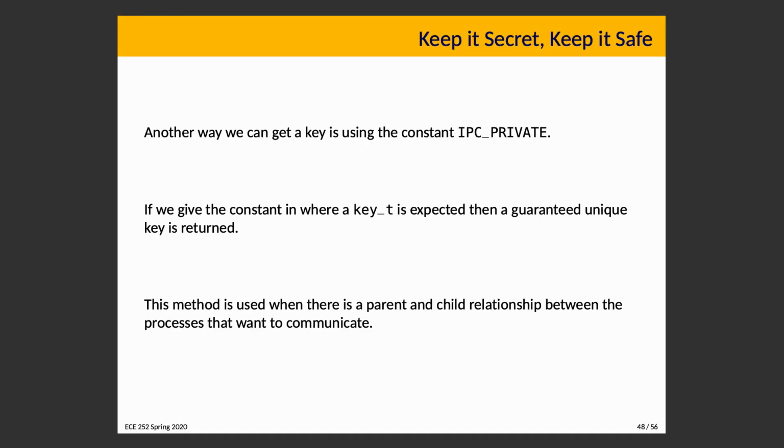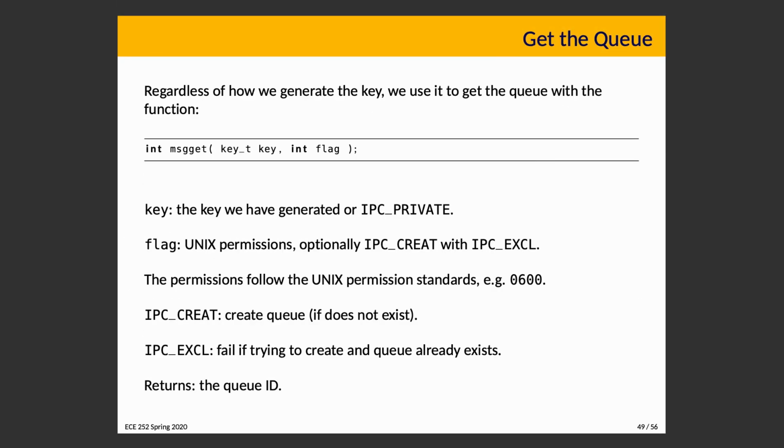Another way that you can get a key is using a constant, IPC private. If we give in this constant where a key type is expected, instead of generating a key with the file to key function, then a guaranteed unique key will be returned. This is ideal when we have a parent and child relationship, and therefore the parent and child can use this IPC private. The parent uses it before fork, and the child will then know the result, and there's no problem.